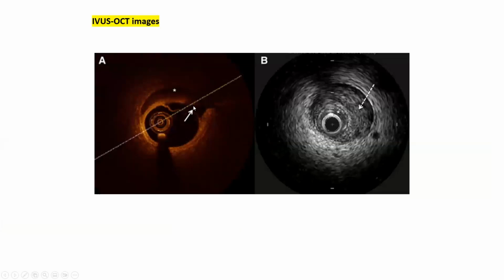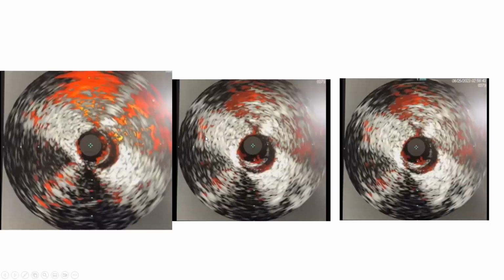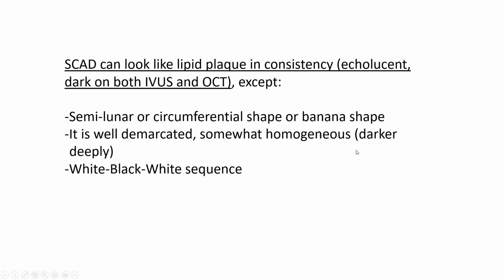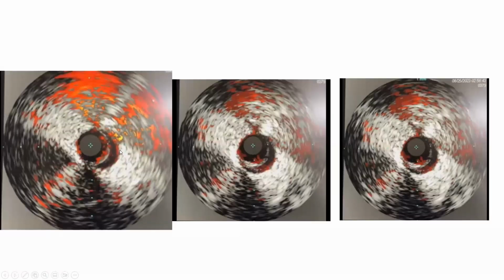This is from the literature. This is with OCT. Look how the SCAD looks like. So semi-lunar or circumferential shape or banana shape, well demarcated as in here. Somewhat homogeneous, but it's usually darker deeply. And by the way, when you're doing CTO and doing subintimal crossing, you need to be familiar with that image. Distinguish the true lumen from the subintima.